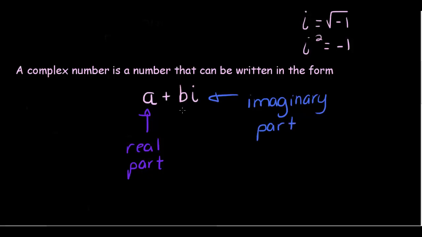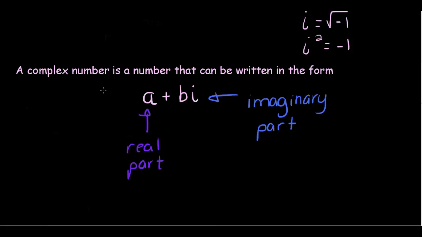And a and b are real numbers. They can be any number including 0. But when b is 0, then you have the regular numbers that we've always used. So we're going to use complex numbers to solve simple equations.